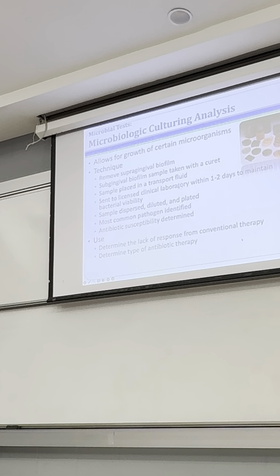So the culturing, again, that should kind of look familiar. It's a similar process, but that allows whatever bacteria is there to grow, so that they can see exactly what's actually growing in there. The technique, they're just removing that biofilm, the sample's taken just with the curette, just taking it out of the pocket area with the curette. Samples placed in transport fluid, sent to a lab, lets it grow to determine what's there, so that then they can actually target that particular type of bacteria. Again, these are more for a lack of response from conventional therapy. And then we can determine the type of antibiotic that's needed based on the type of actual bacteria that's there.